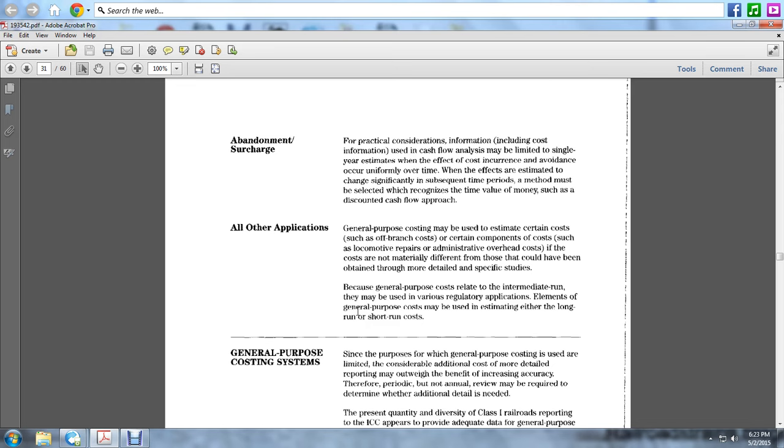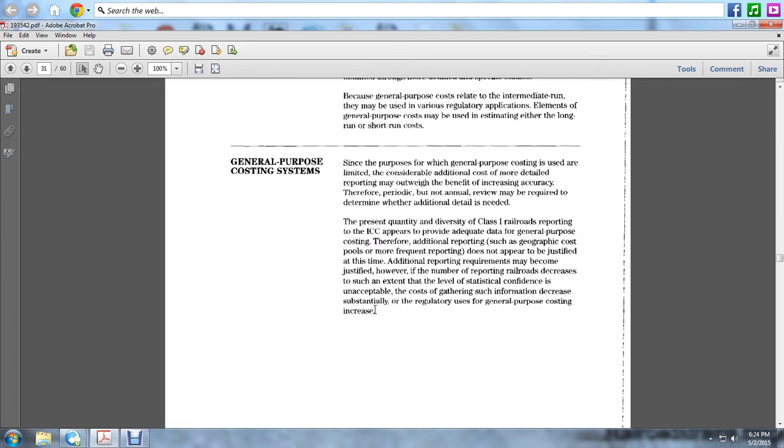In all other applications, general purpose costing may be used to estimate certain costs, such as off-branch costing and certain components of cost such as locomotive repairs and administrative overhead costs, if the cost is not materially different from those that could have been obtained from detailed and specific studies. Because general purpose costs relate to the intermediate run, they may be used in various regulatory applications. General purpose costs may be used in estimating other long run and short run costs.